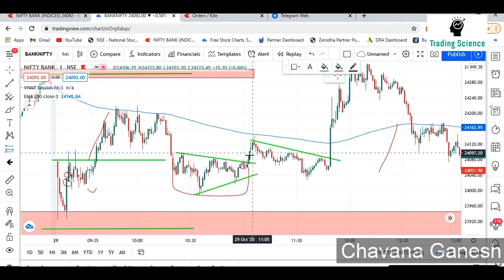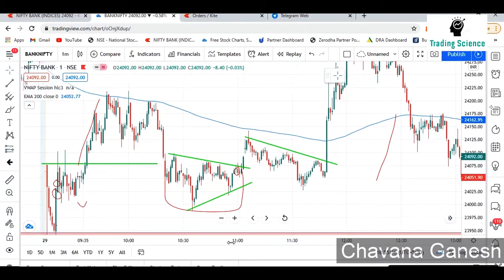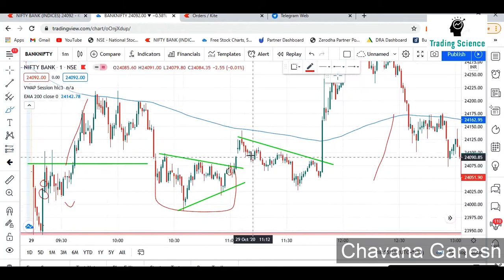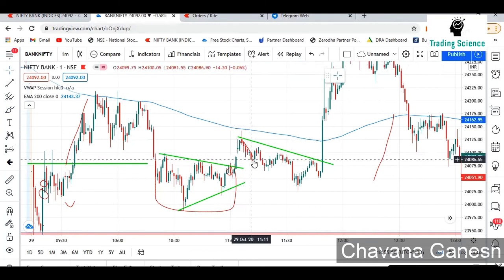After the breakout, you can see there is a gap fill. Always remember, if any gap happens, it has to fill that gap. See, within 2 minutes it filled the gap, and again it went up. If you want to take a position in this trade, you would have taken the position at these levels after filling this gap.